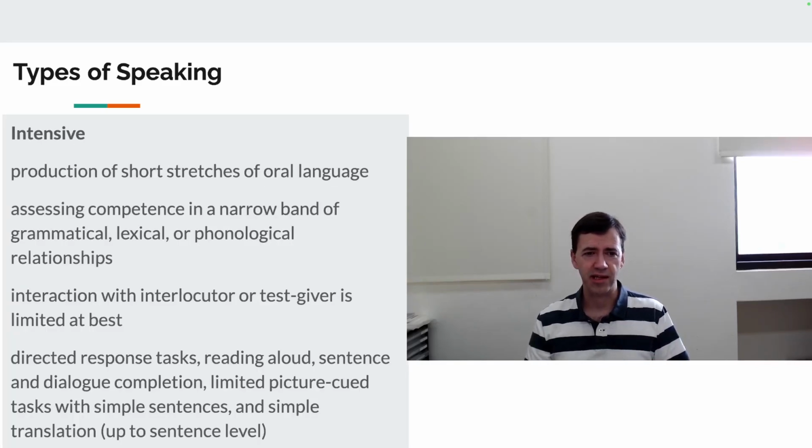Okay, the next one was intensive. So here's where you produce short stretches of oral language. We are assessing competence in a narrow band of grammatical, lexical, or phonological relationships. There can be interaction, but it's very, very limited. So you are able to actually ask them a question in order to prompt it, but it shouldn't be anything where there's a lot of communication. So typical ones are directed response tasks, read aloud, sentence and dialogue completion, picture cued tasks, and simple translation up to the sentence level. Okay.